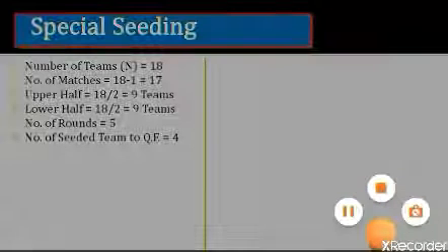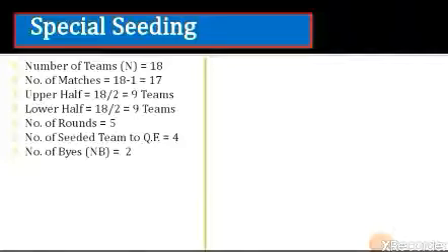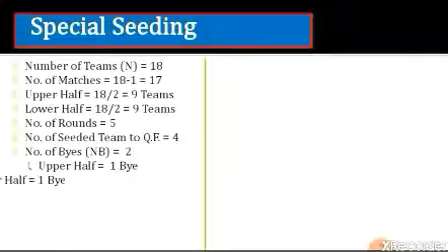After excluding 4 seeded teams, there are 14 teams, and the total number of teams is not a power of 2. So first we bring the number of teams to a power of 2. For this, a requirement of 2 byes is given to the teams. We equally divide the byes between the upper half and lower half. Here the total number of byes is 2, so 1 bye is given to the upper half of the teams and 1 bye is given to the lower half of the teams.